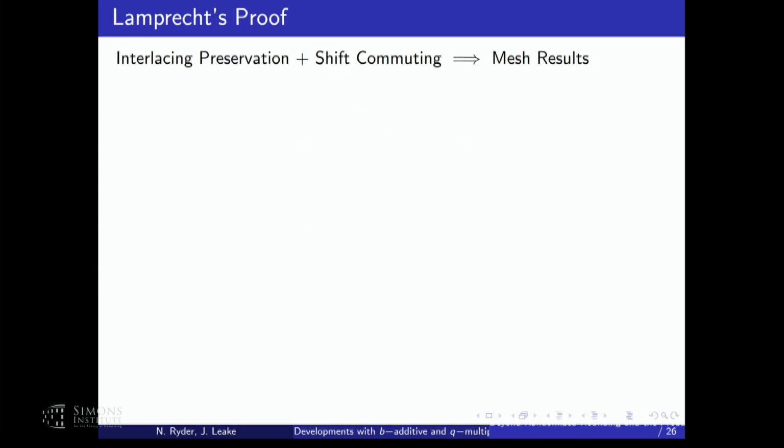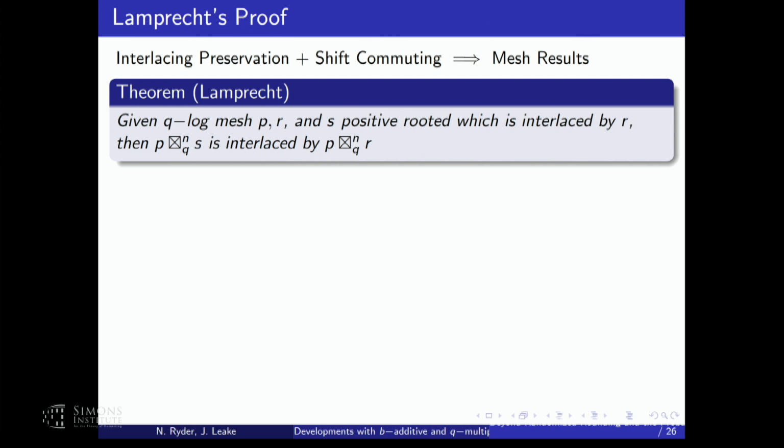Like I said, the main thing we like to do, interlacing preservation plus shift commuting, is going to give us mesh results. And this was Lamprecht's main idea. He proved this for the q multiplicative convolution. If you take a q log mesh polynomial p, and r and s here are just positive rooted, not q log mesh, then, oh, I lied earlier. If you have p q log mesh, it does preserve real rootedness. Then p being q log mesh, so if r and s interlace, then p being q log mesh implies that this convolution by p will also preserve interlacing.